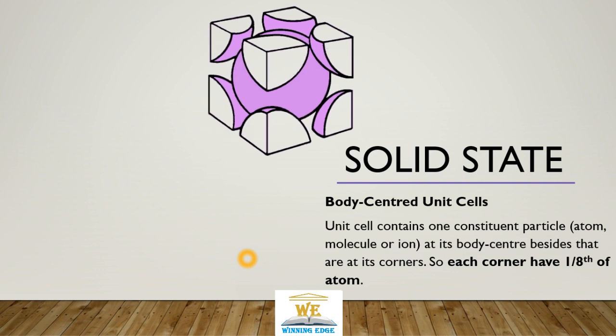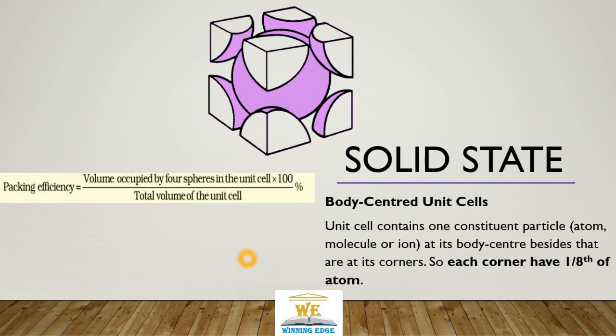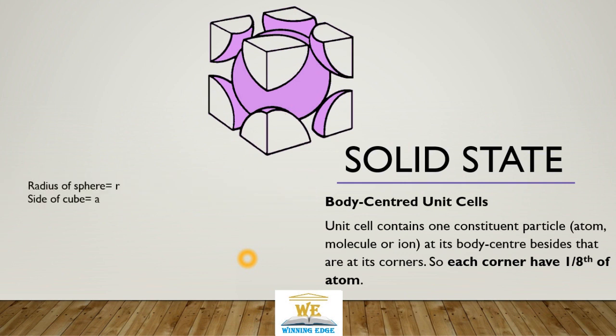Now, how to calculate the packing efficiency of a body centered unit cell? We know it's the volume of the atoms divided by the volume of the unit cell. Radius of sphere is r, side of cube is a, and we have a body diagonal here running across the unit cell. This is the body diagonal.